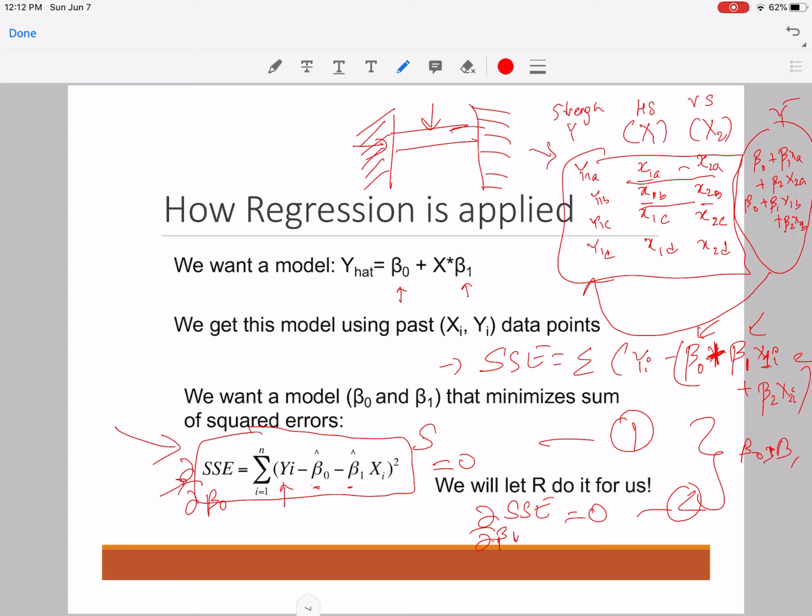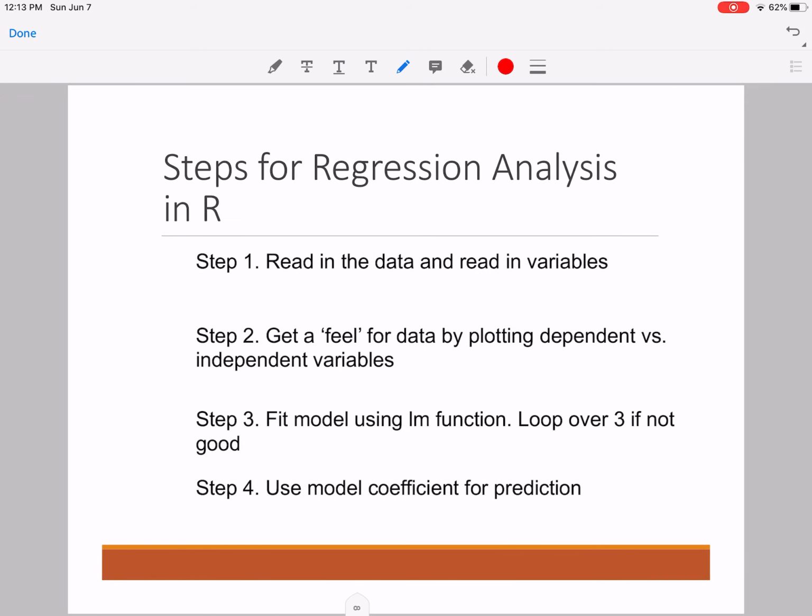This technique is called the least square error method, or LSE method, of identifying the regression coefficients beta naught and beta 1. So the whole goal of regression analysis is to identify these regression coefficients that help us determine the dependent variable in terms of independent variables.